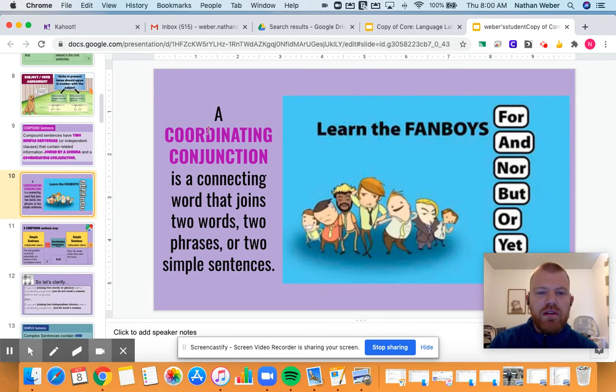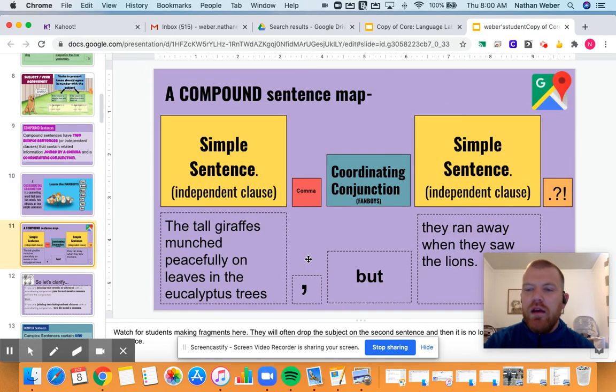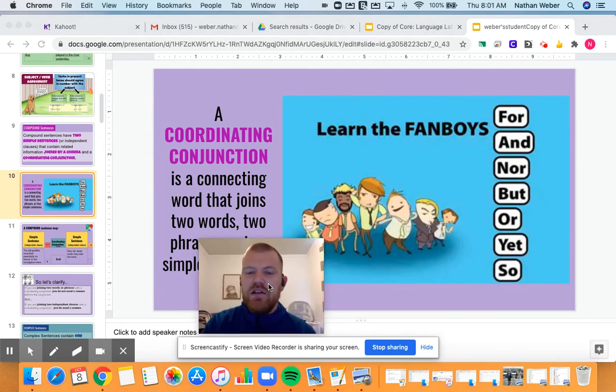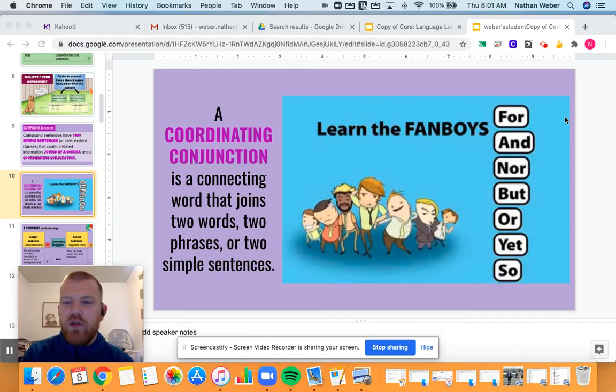A coordinating conjunction is a connecting word that joins two words, two phrases, or two simple sentences. Okay, so we're going to learn to use these today, and you probably use these in your writing, subconsciously or not, without even knowing it. It's a good idea to go ahead and write the FANBOYS down because this way you have a reference of coordinating conjunctions that you can use at your disposal. So go ahead and write these FANBOYS down: for, and, nor, but, or, yet, so. So go ahead and pause this and write those down.